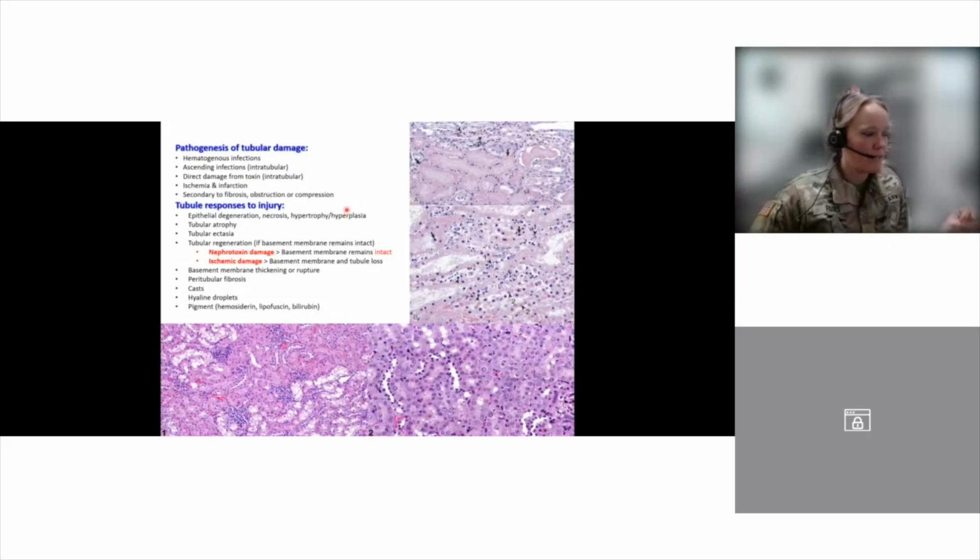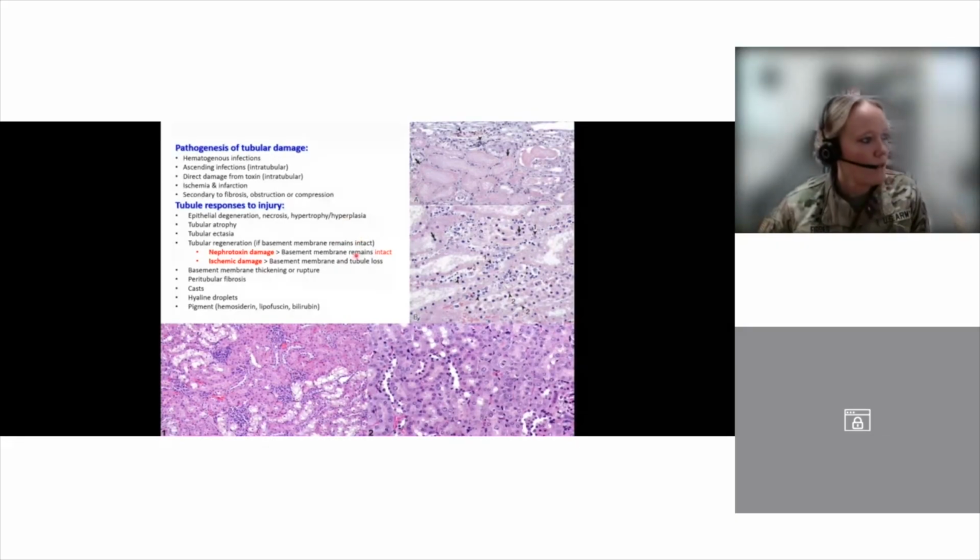And then secondary things: anything that damages one part of the nephron or one part of the kidney is probably going to have some secondary effects on other parts of the kidney. So if there's fibrosis, obstruction, or compression along any part of the nephron or kidney, you're probably going to get some tubule damage. All the things that can happen: degeneration, necrosis, hypertrophy, atrophy, ectasia, things accumulating within the lumen, so casts, and resorption of extra protein can cause some hyaline droplets. You can get pigmentation within the renal tubular epithelial cells. Some of those pigments can be hemosiderin, lipofuscin, or bilirubin, depending on what's going on.